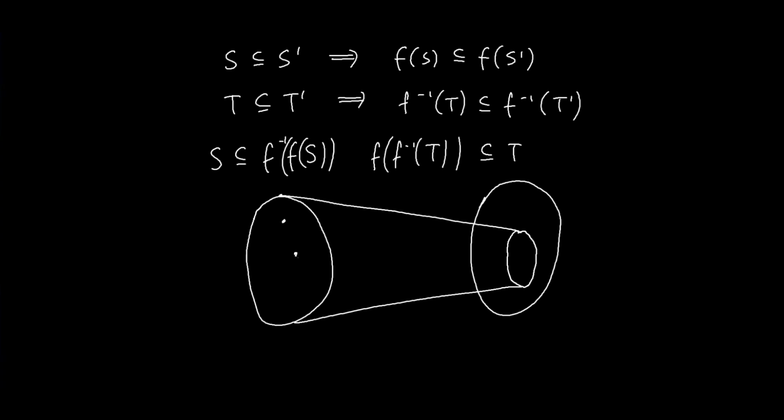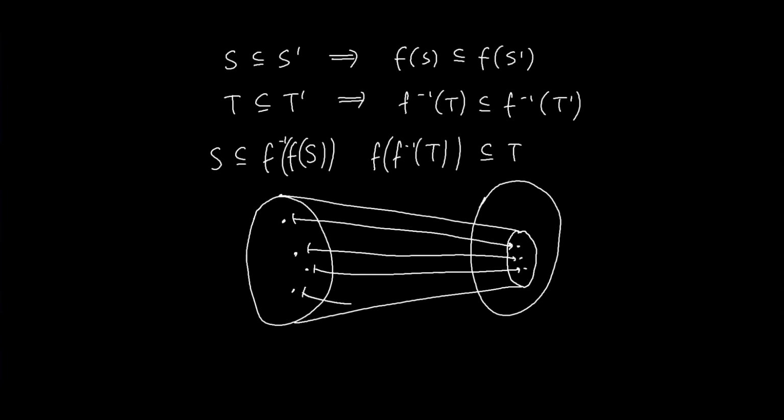So let's say these 4 elements are mapped to there, and there. So these 2 are mapped to the same place, maybe. And maybe there are some other elements that nothing is mapped to there. If you take, let's say, this S, right? This is S. You take the direct image, you'll get this set here. You take the inverse image, now it includes this element as well. So it enlarges. This will be F inverse of F of S.